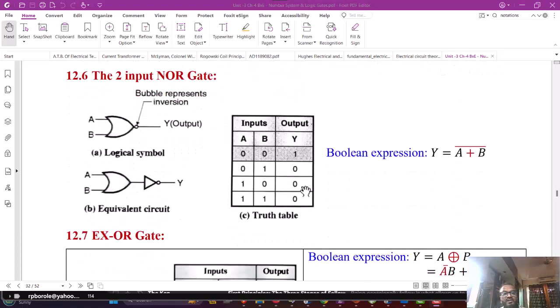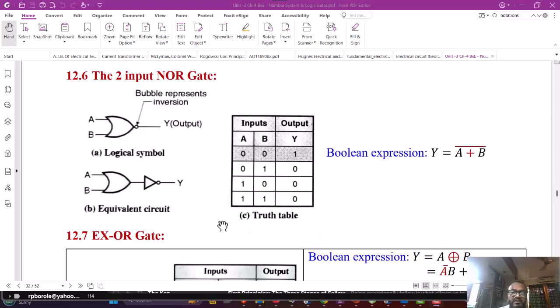Now let us see the NOR gate. We will focus on two input NOR gate. Here the symbol of the NOR gate is shown. A and B are the inputs and Y is the output. The Boolean expression for the NOR gate is shown as (A or B) complement. The equivalent circuit of the NOR gate is shown here using basic gates as OR gate followed by NOT gate. So it is OR NOT operation.